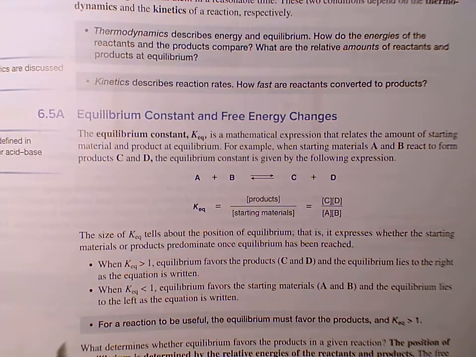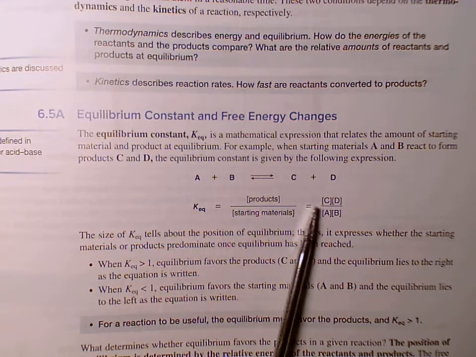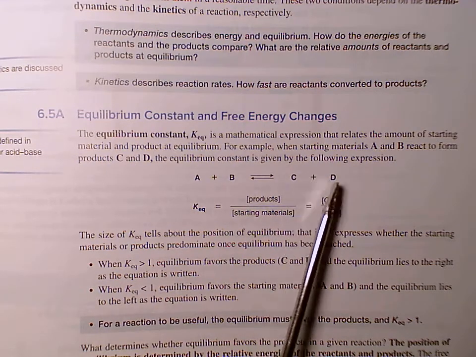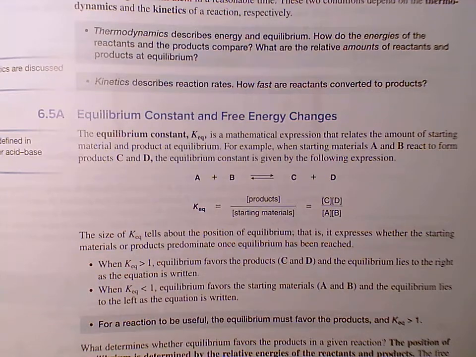Recall, when the equilibrium constant is greater than 1, the equilibrium lies to the right, towards the products, C and D. When the equilibrium constant is less than 1, 0.002, 1 times 10 to the negative fifth, the equilibrium lies to the left. At equilibrium, you have more reactants than you have products.